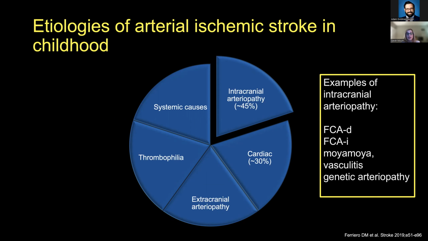Cardiac disease makes up the second biggest risk factor for ischemic stroke in kids. These cases are often cardioembolic, secondary to congenital heart disease, procedure-related complications, and acquired heart disease. Thrombophilia is another important risk factor, and these can be inherited or acquired. And finally, systemic causes include diseases such as connective tissue disorders, genetic causes, and metabolic disorders.